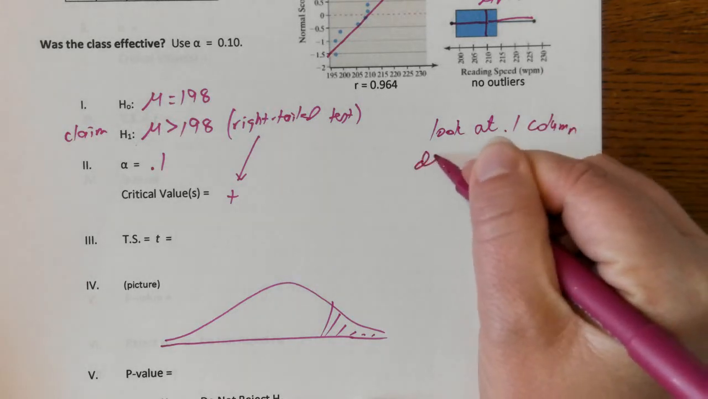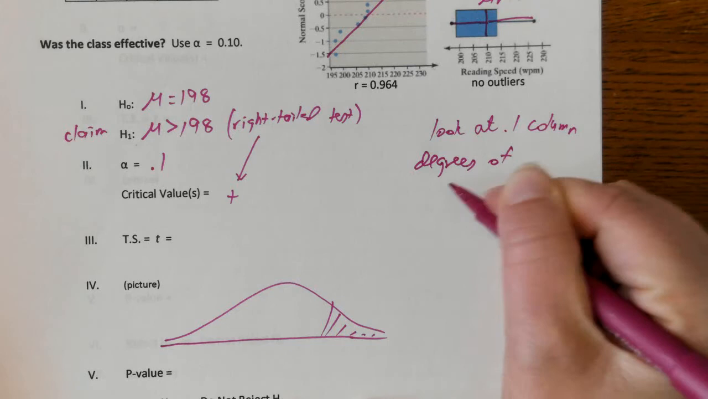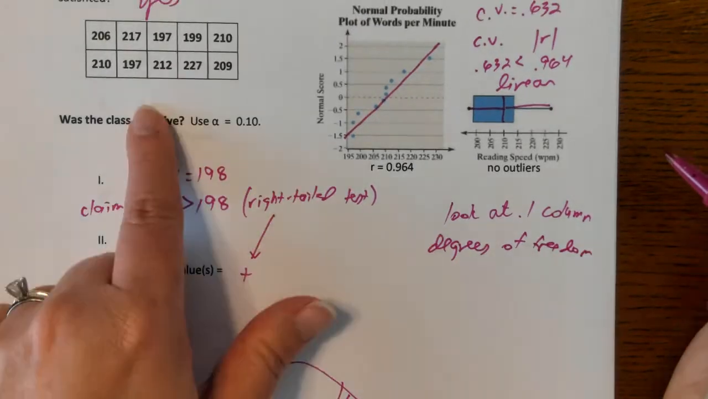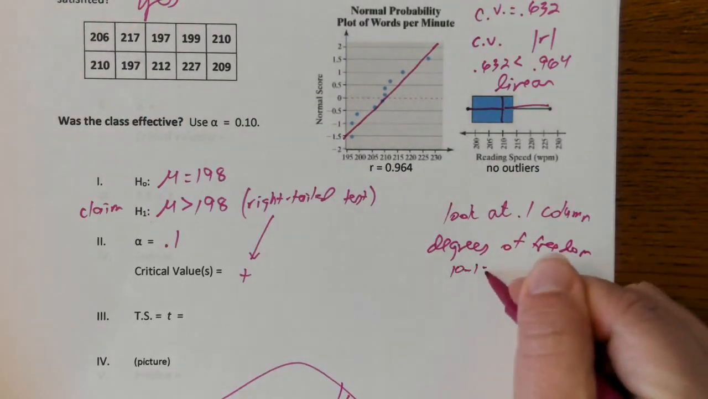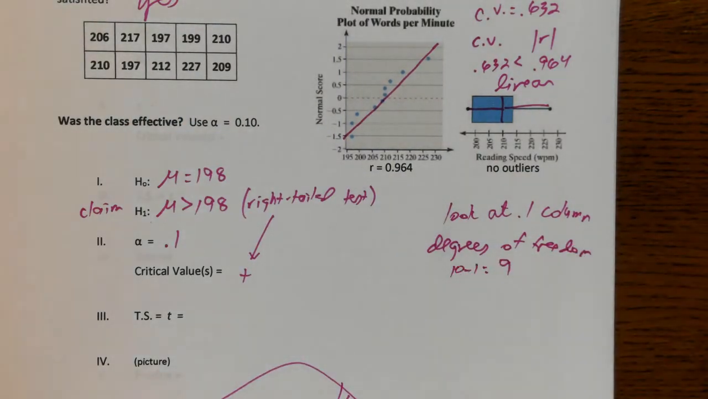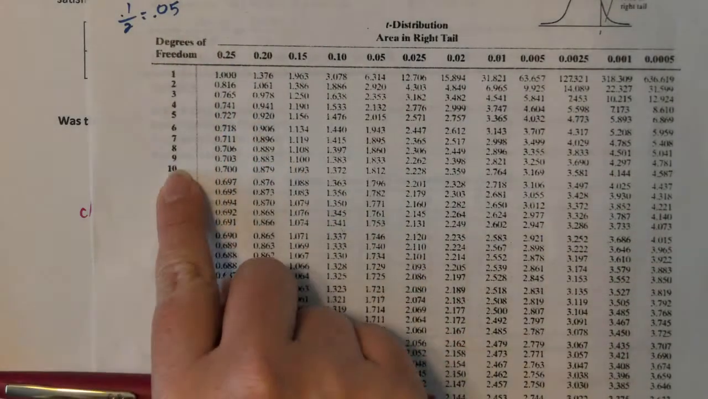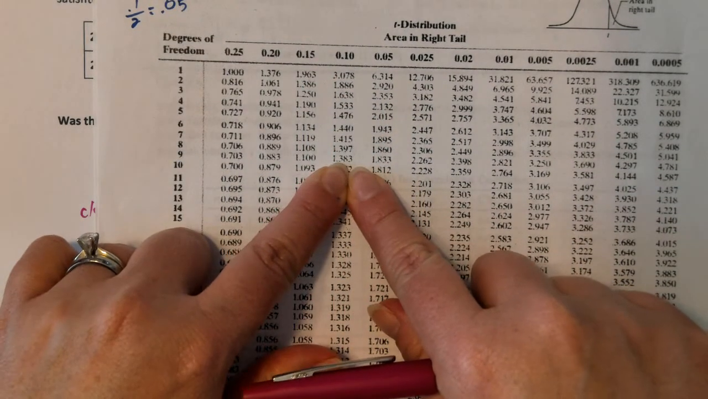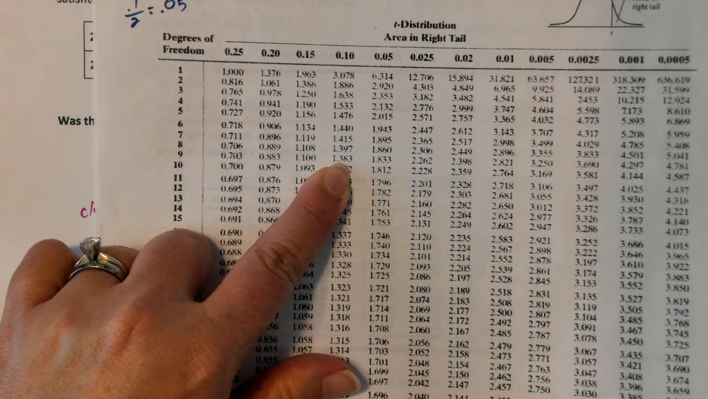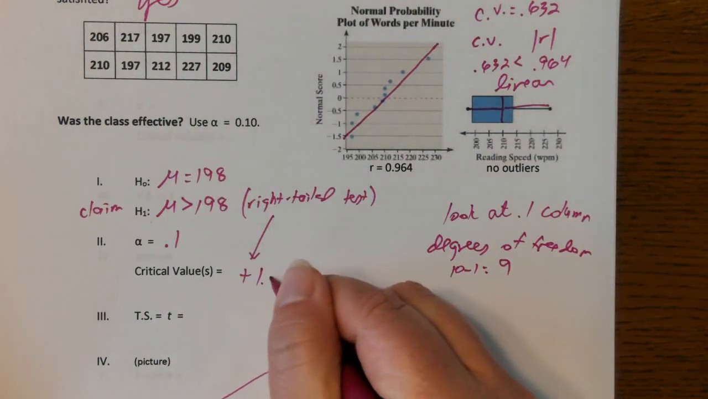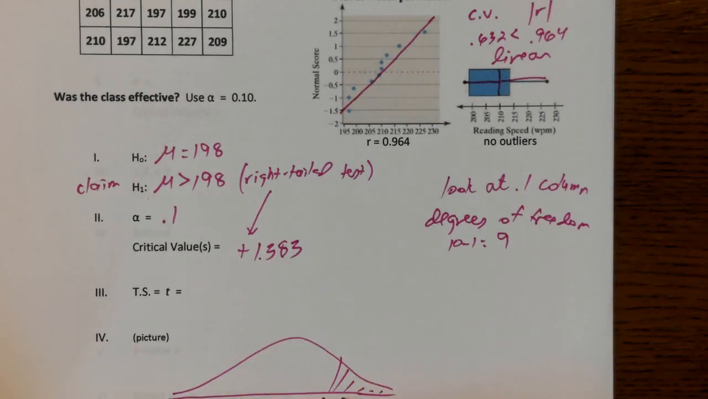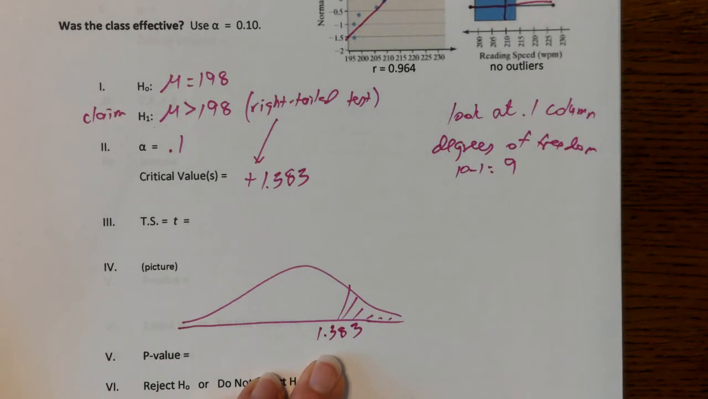And my degrees of freedom is always 1 less than the sample size. Well, our sample size was 10. So 10 minus 1 is 9. So we're going to look at 9 degrees of freedom and the 0.1 column. All right, so track down to 9 degrees of freedom. The 0.1 column, they meet at 1.383. So 1.383 is our critical number. Okay, that is our critical number.